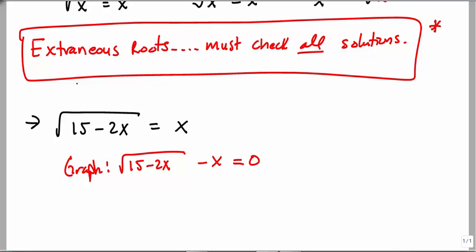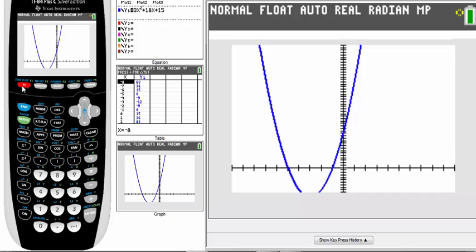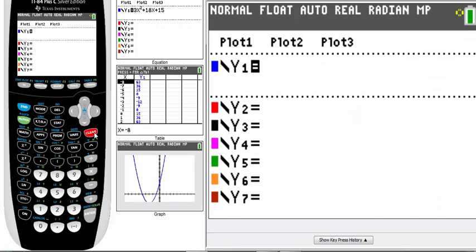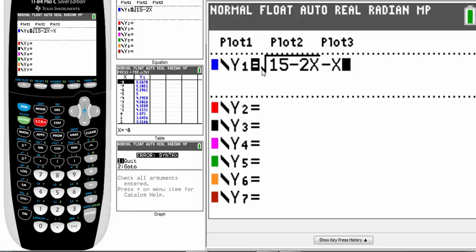So let's go ahead and grab our graphing calculator and have a look at what this is. To graph we hit y equals, and clear anything that's in there. Now second x squared on my calculator is my square root. And underneath your square root you'll have 15 minus 2x. Then you need to make sure that you scoot out from underneath the radical to put in your minus x. So this is what your expression looks like right here. Now let's go ahead and graph this.